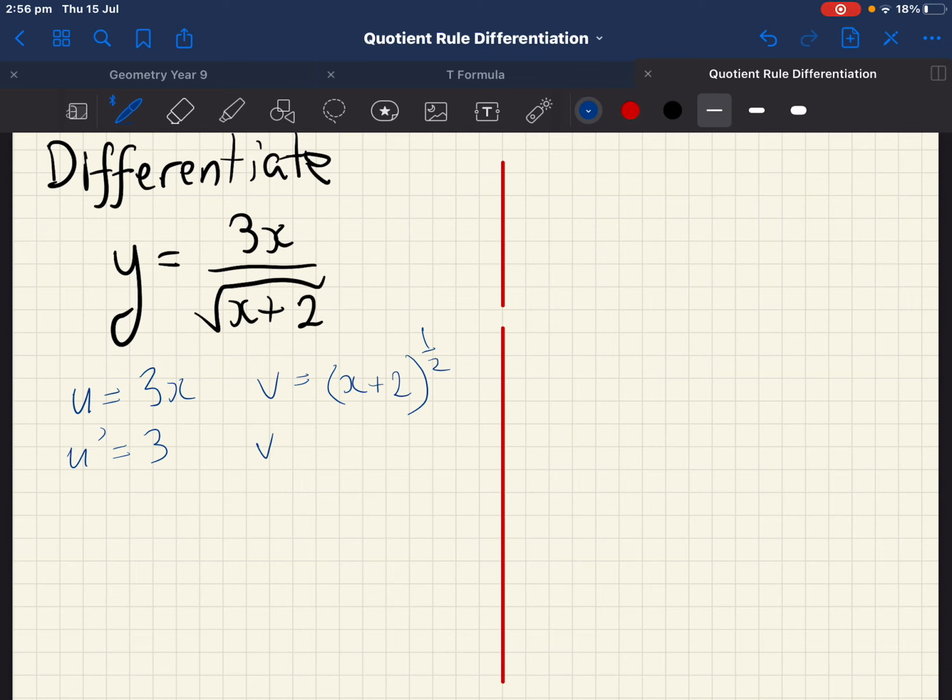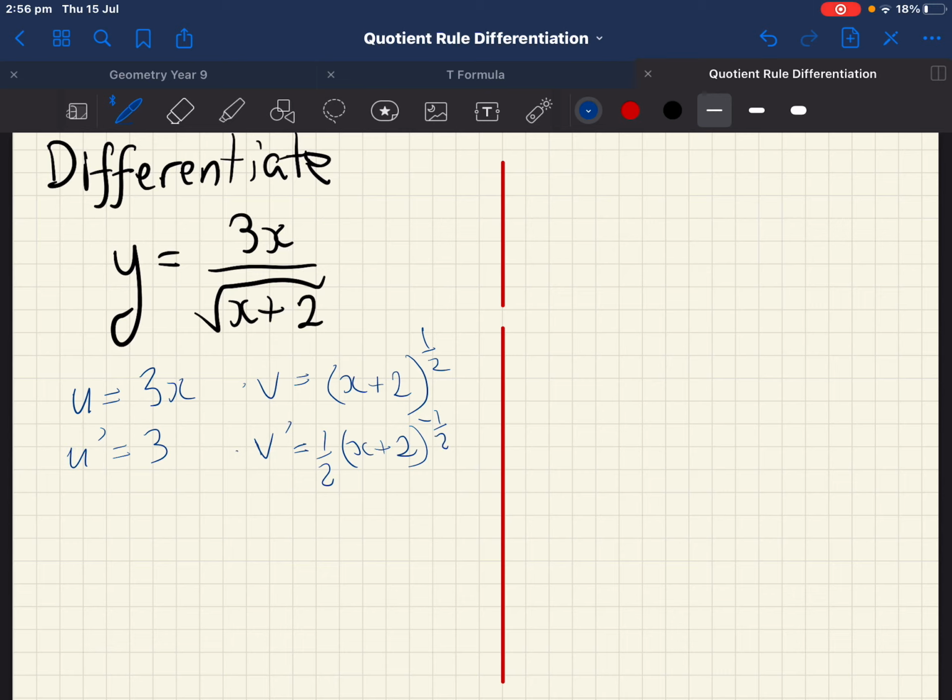What will v dash be? Well, the derivative of that, which is power down the front, 1 away from the power, and times it by the derivative of what's inside the bracket, which ends up just being a 1. So since multiplying by 1 isn't going to change anything, I'm just going to leave it like that. So we have u, we have u dash, we have v dash. So we've got all the things that we need.